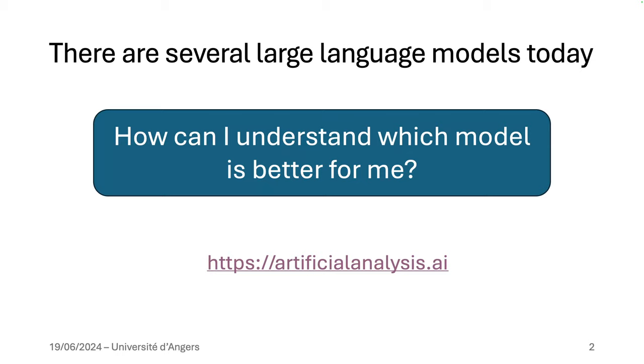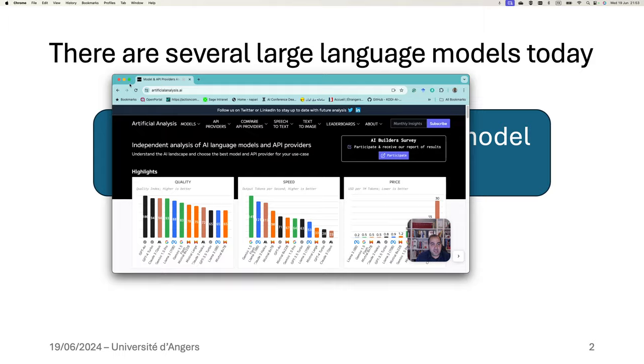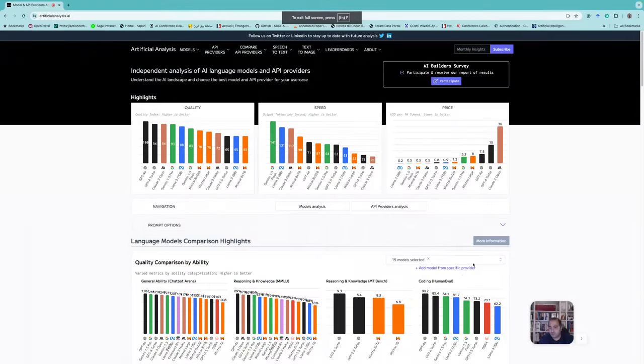If I wanted to show this to you, I can bring up the page of the analyzed models. Here you can see several models that are compared based on different criteria. For example, here we have quality, speed, and price. And here we see the different models proposed by different companies.